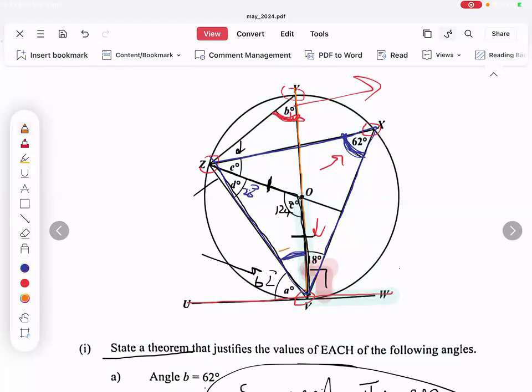Remember, say everything, watch your style. Remember, say this is an angle. And all of this, and all of this make 180.